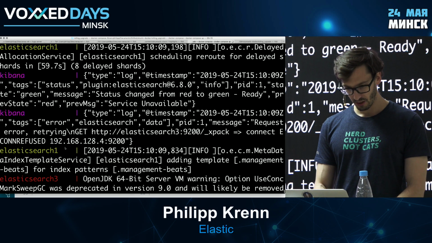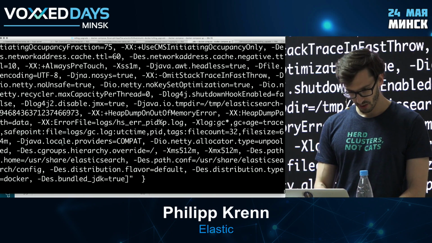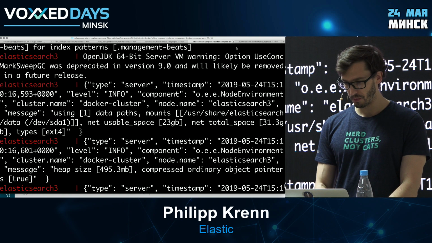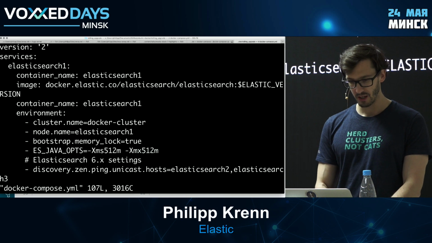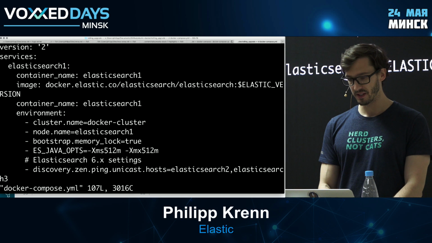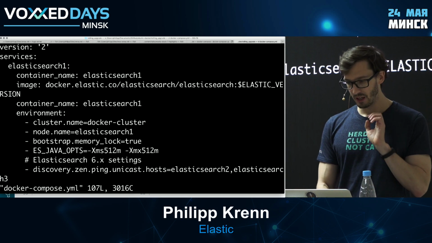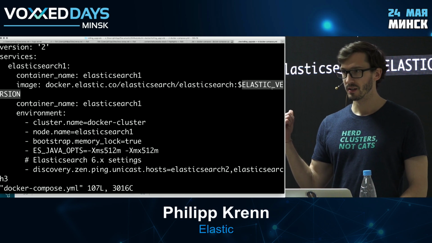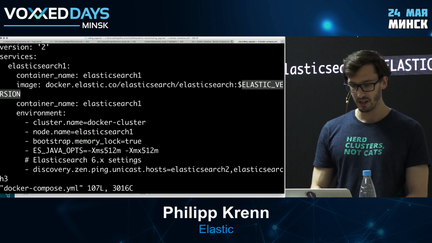You can see here Elasticsearch 3 probably died because that was already the restart. But the node is already restarting, so it should be working in the background and coming up soon again. So what you have here is one Elasticsearch node. This is the container name, and this is the base image. Here we have the version. This is coming from the .env file. That's why we have it in a single place, and then everything can be upgraded through that automatically.